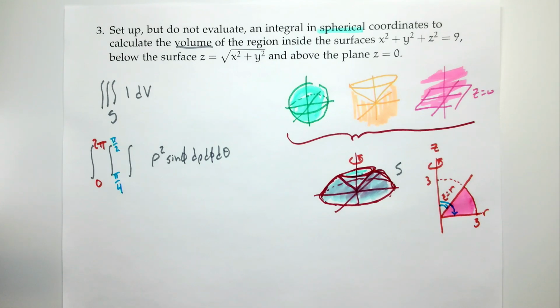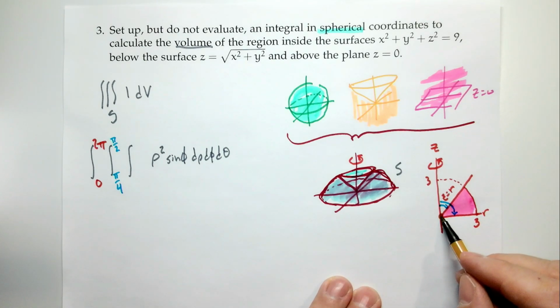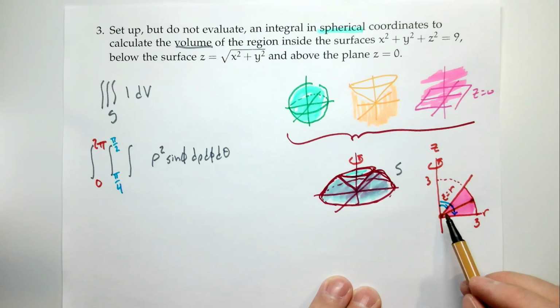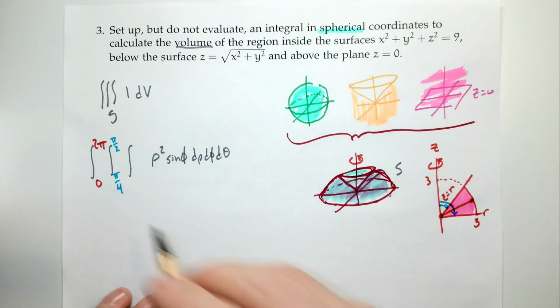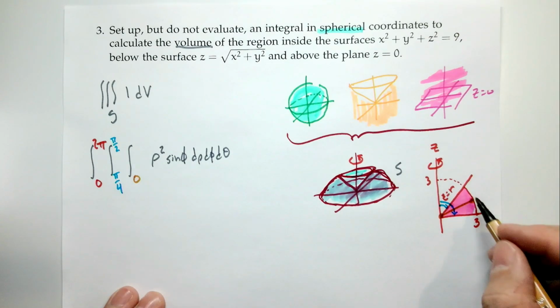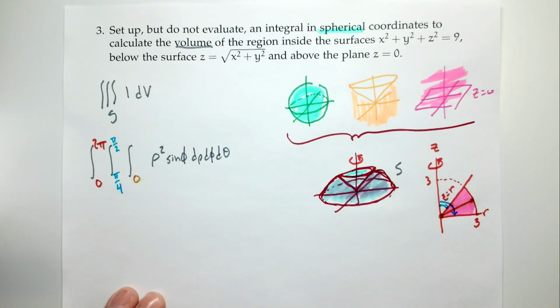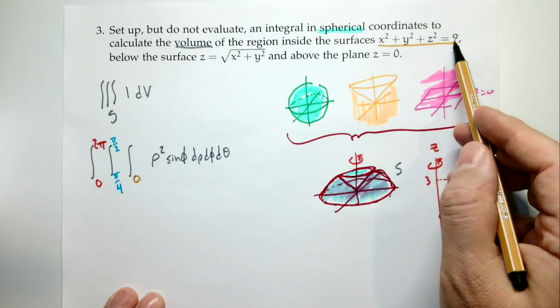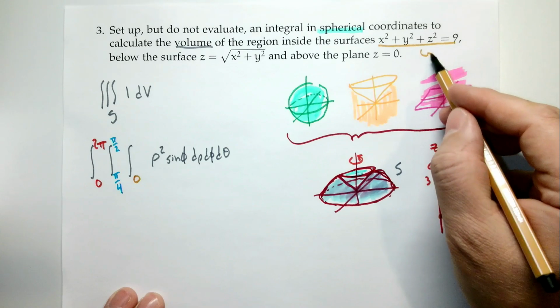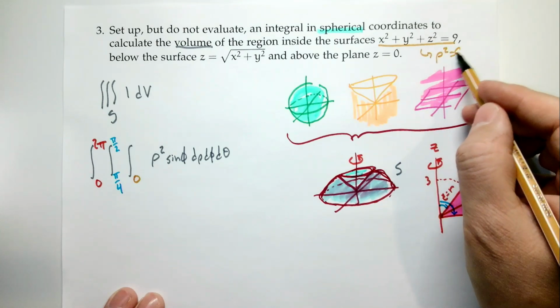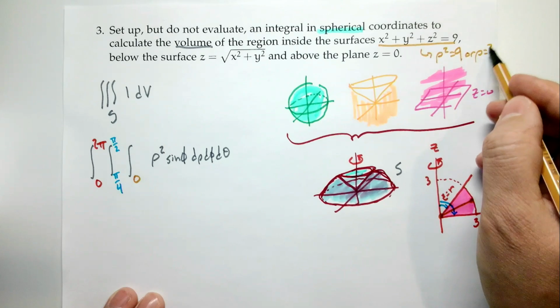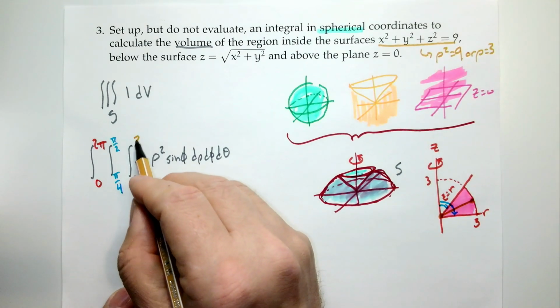And finally, our last piece is how do we get our rho? Well, rho says start from the origin and go out. So what do we start at? Well, we start at rho equals 0. And where do we stop? Well, we stop when we hit the sphere. So the thing stopping us is the sphere. That's the outer surface, x squared plus y squared plus z squared equals 9. That's the sphere rho squared equals 9, or rho equals 3. So we're going 0 to 3.